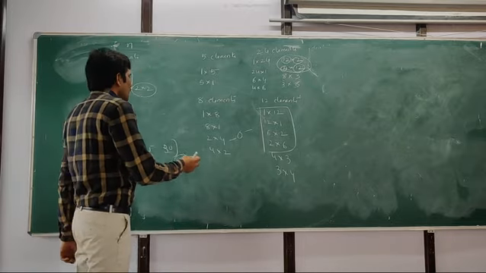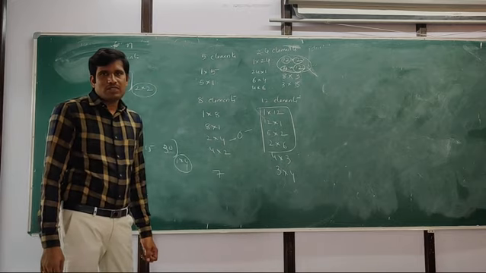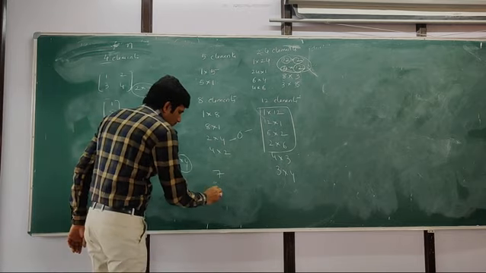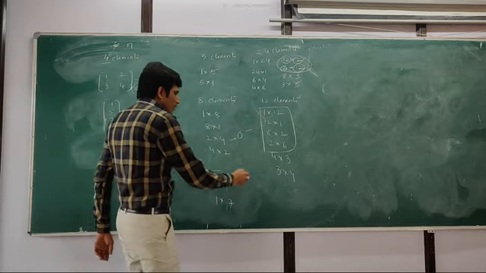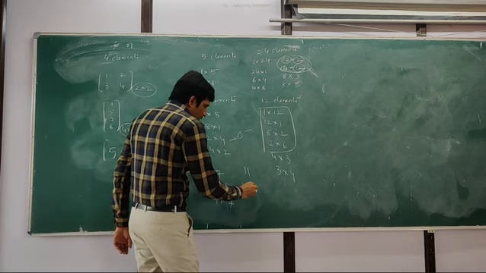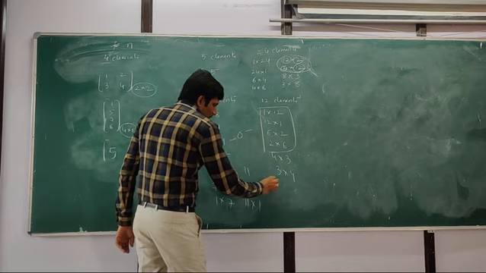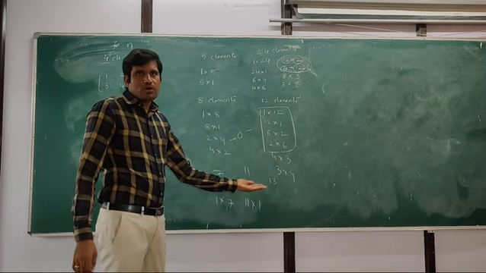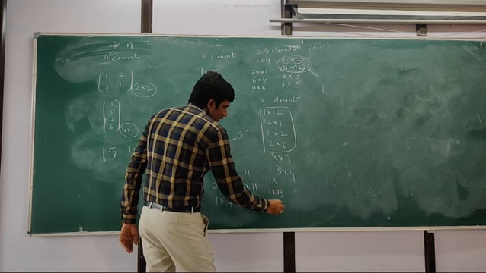When the number of elements is a prime number, suppose 7, 7 is a prime number, the only possible orders are 7 cross 1 and 1 cross 7. Similarly, if it is having 11 elements, 11 is a prime number, the possible orders are 1 cross 11 and 11 cross 1. 13 is a prime number, so the possible orders are 1 cross 13 and 13 cross 1.